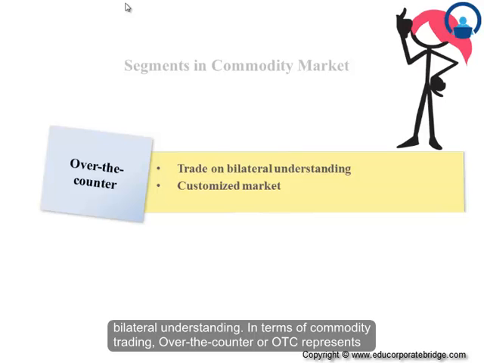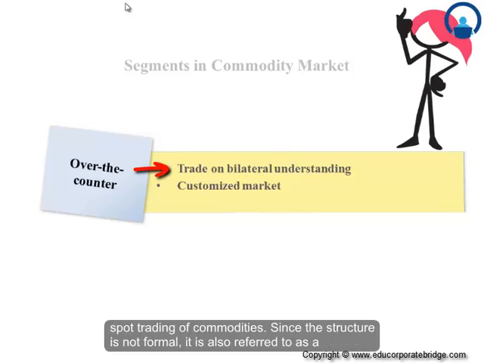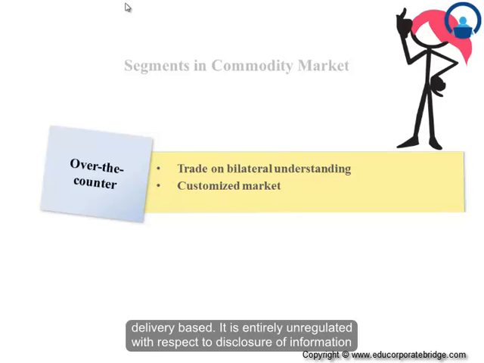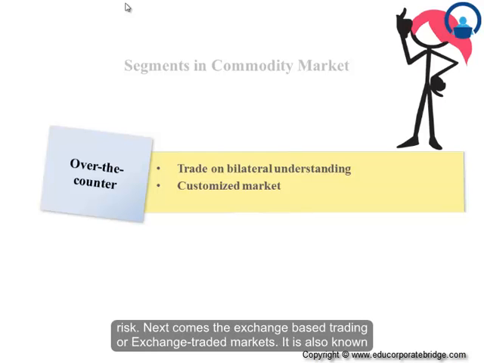In terms of commodity trading, over-the-counter or OTC represents spot trading of commodities. Since the structure is not formal, it is also referred to as a customized market. Almost all the trading that takes place in these markets is delivery based. It is entirely unregulated with respect to disclosure of information between the parties. Therefore, the trades that take place are subject to counterparty risks.